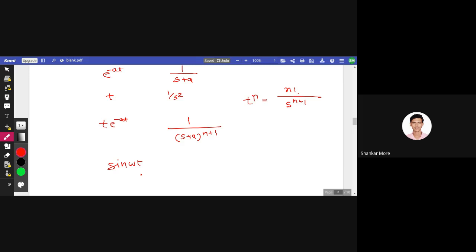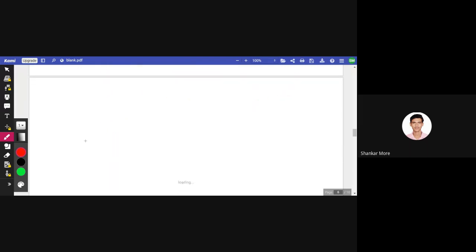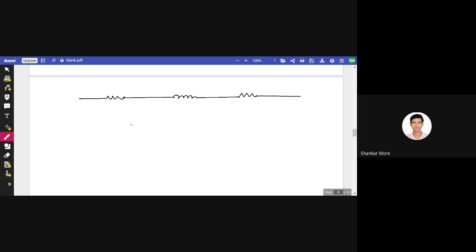ओके सो okay, let's proceed with one example. How we deal with the examples which have capacitors and inductors simultaneously. So let me just draw one circuit. 2 ohm resistance is there. Then this is an inductor. I hope you can distinguish between them.